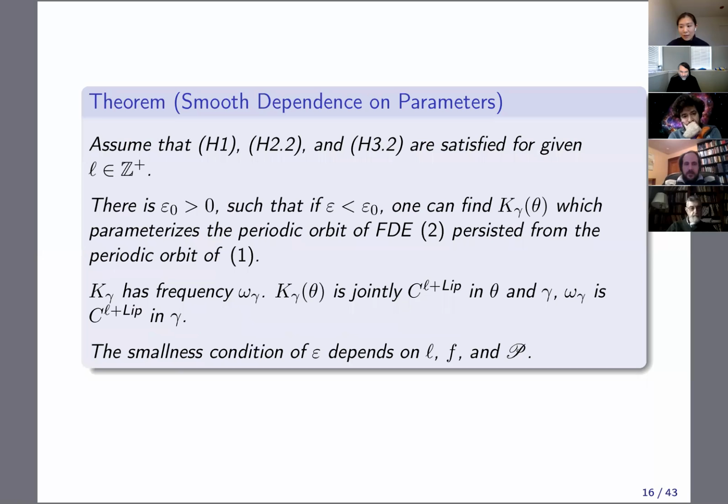Now our second result says that if we assume the hypothesis on the periodic orbit of the unperturbed equation, and also the hypotheses on the perturbation term, the propagated bound and the C0 Lipschitz assumption, then we can find a periodic orbit parameterized by K sub gamma, and the frequency is omega sub gamma. This K sub gamma is jointly C^{L+Lipschitz} in theta and gamma, and the frequency omega gamma is C^{L+Lipschitz} in gamma.